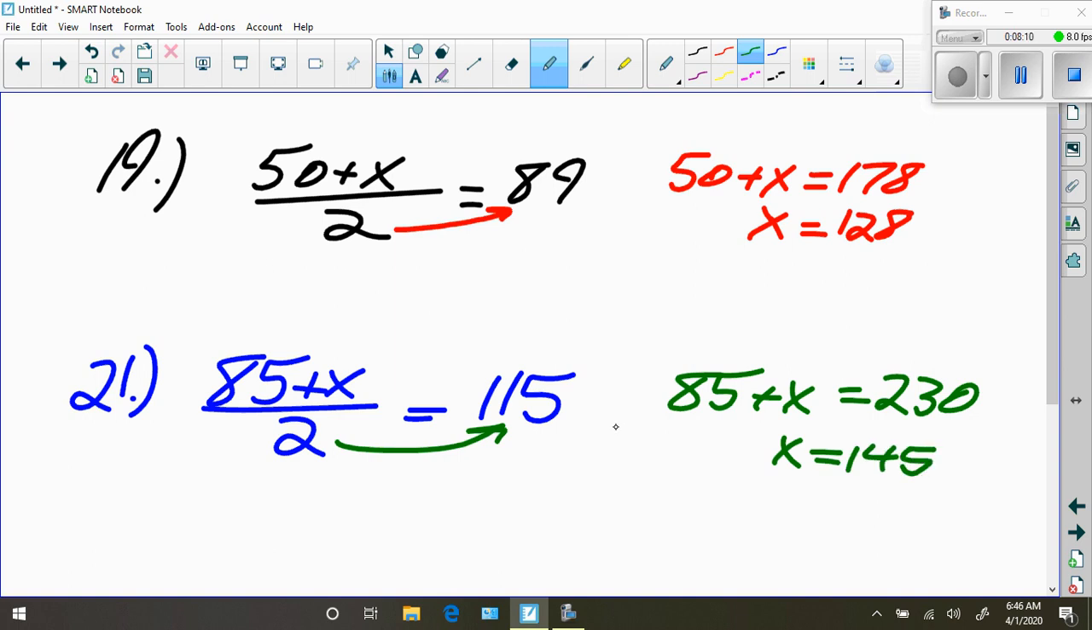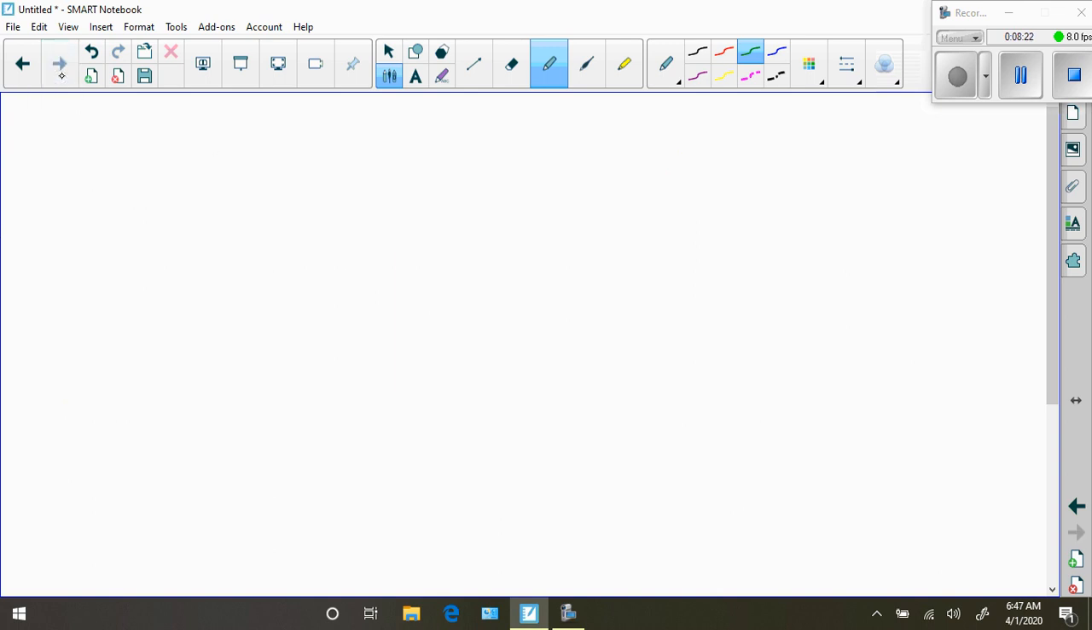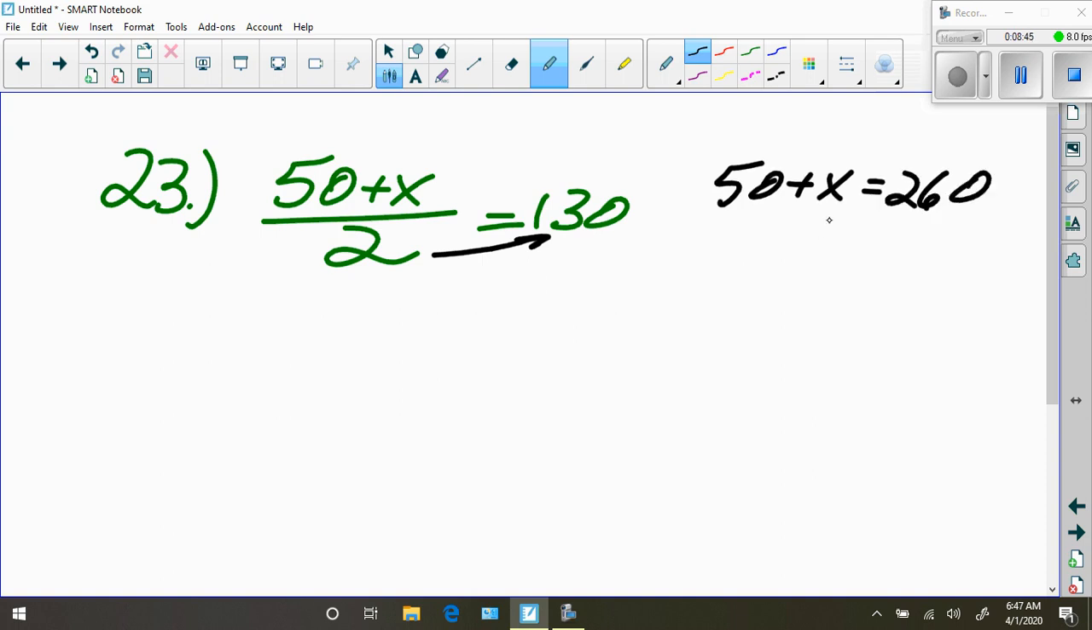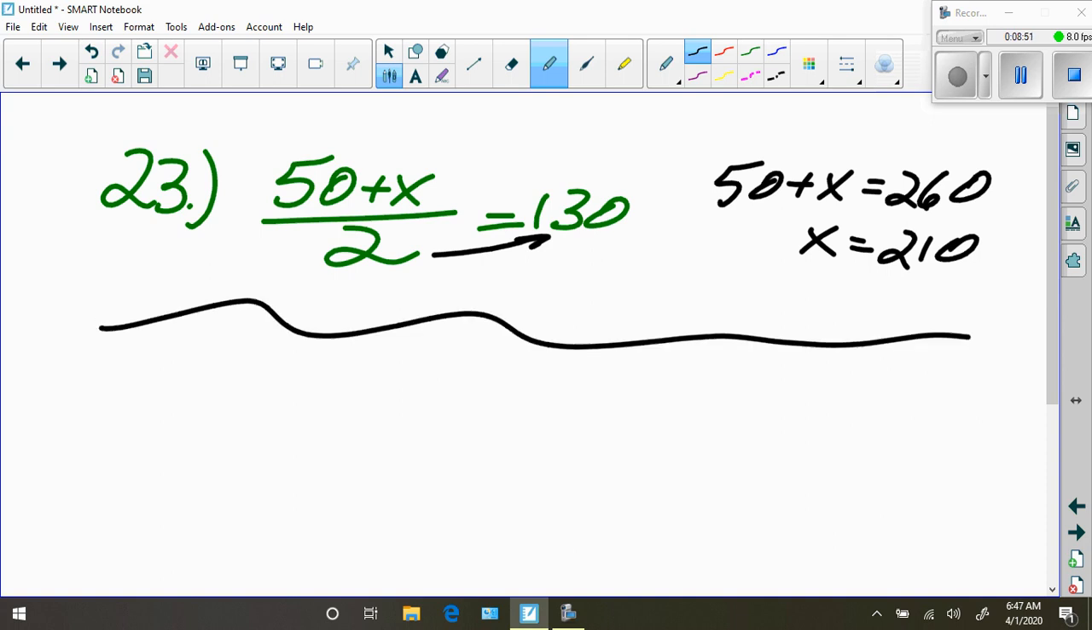Okay? So do you see how these are different than the ones before? The answers were given before. You were trying to figure out the answer, but now on these, the answer is given. My bad. And on number 23, okay, so the two arcs are 50 and x, and the answer is 130. So I'm going to cross multiply by 2, and we're going to get 50 plus x equals 260, and then we're going to subtract and get 210. Voila.